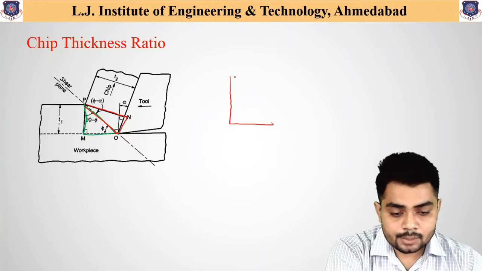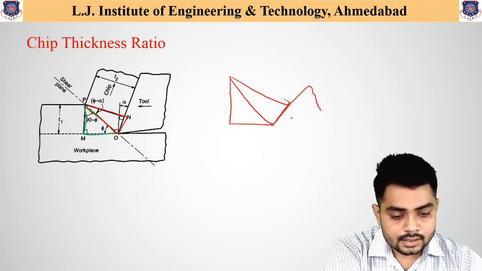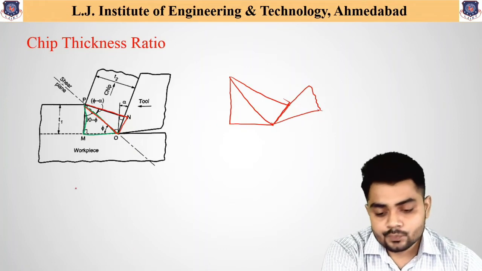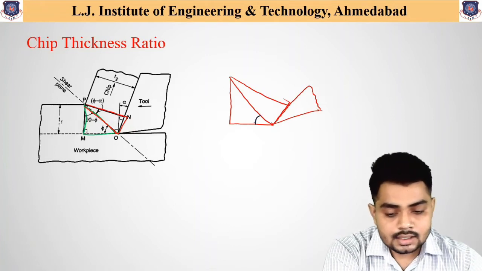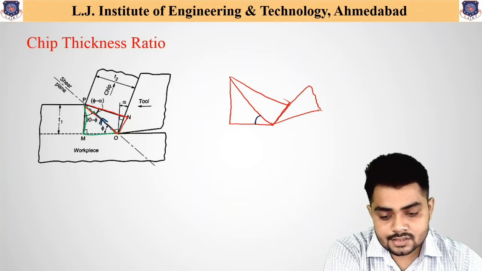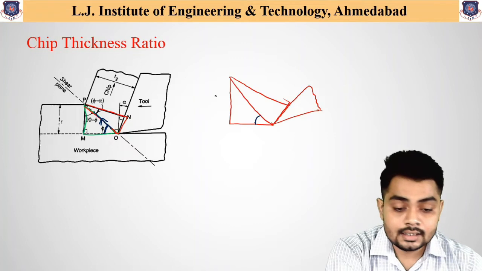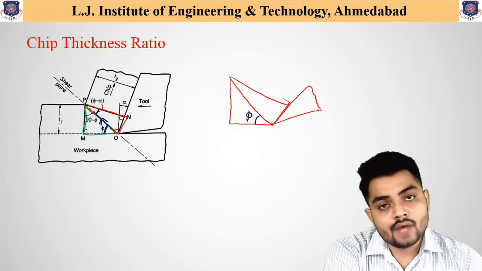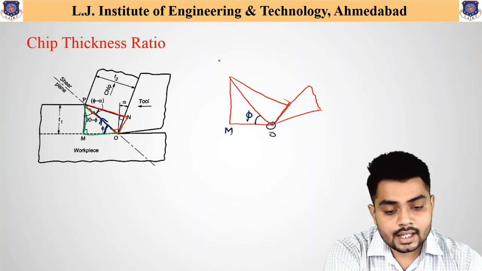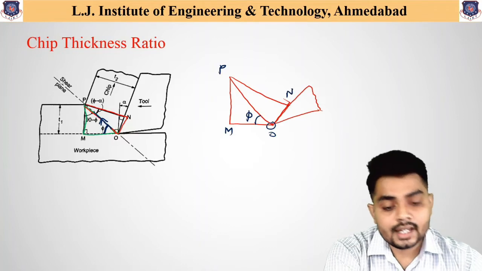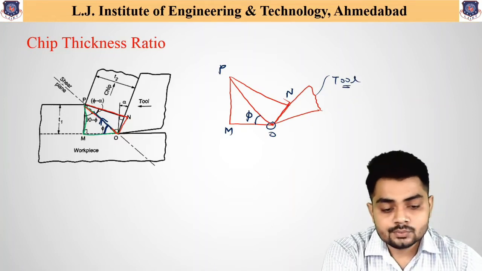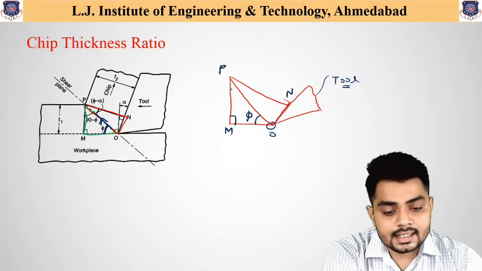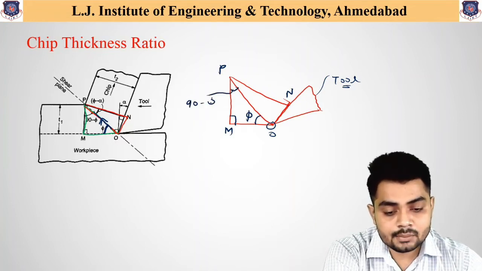Here we will enlarge that particular portion. That part is the tool. Let us write the important angles available. First, shearing takes place in this particular direction, and the angle made over here is called the shear angle phi. Let us name the triangle OMP, similarly ONP, and this is the tool. As this is a right angle triangle, the angle at P obtained is 90 minus phi.